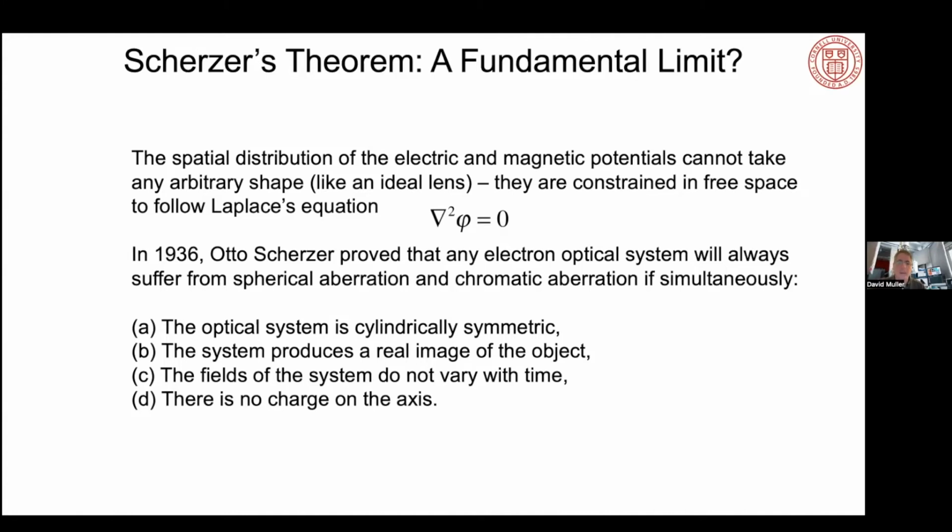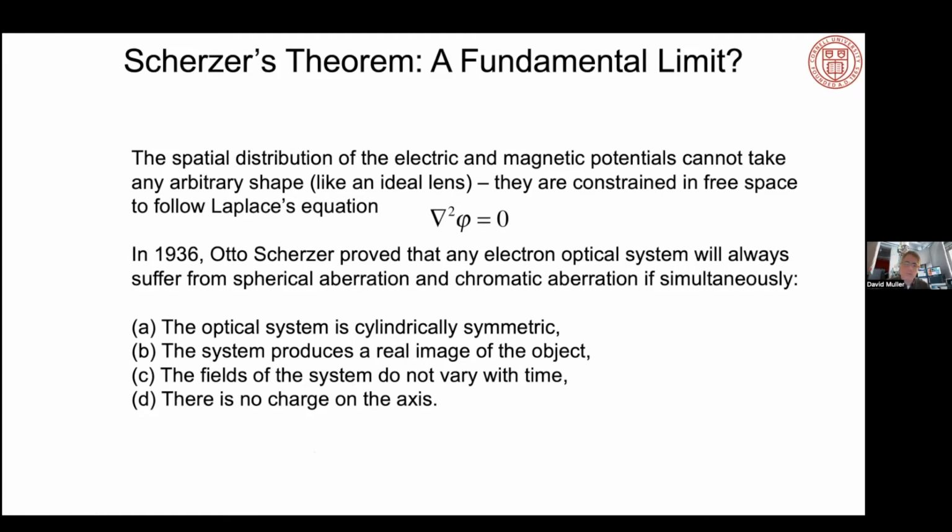I do need a real image of the object because I've got to put some detector there to see what's going on. The fields need to be static, which now that you're doing ultrafast experiments, maybe you can relax that condition, but you've got to do it at very, very short time scales. That still makes it very difficult. And then you don't want to put charges on axis, or I'm going to get inelastic scattering, and that's going to mess up the optics as well.